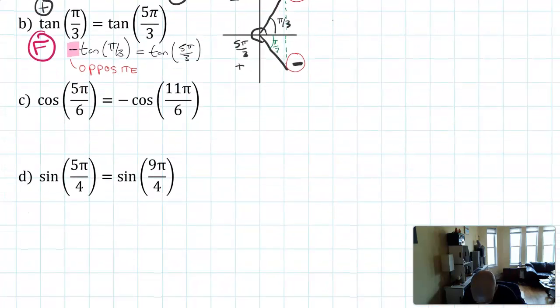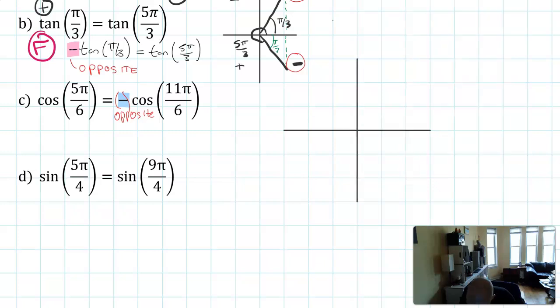All right, so C, we have cosine 5 pi over 6 is the opposite, so again, I'm going to read this as opposite, of the cosine of 11 pi over 6. Well, we better sketch all those angles out. Let's sketch that right here. So 5 pi over 6 is in this quadrant, and 11 pi over 6 is over here in that quadrant.